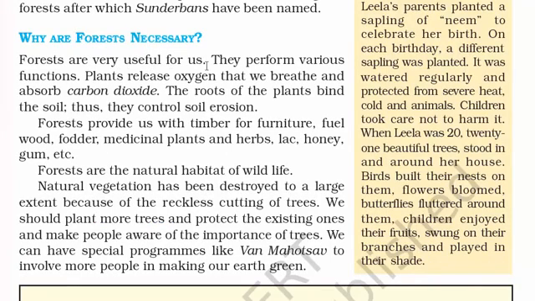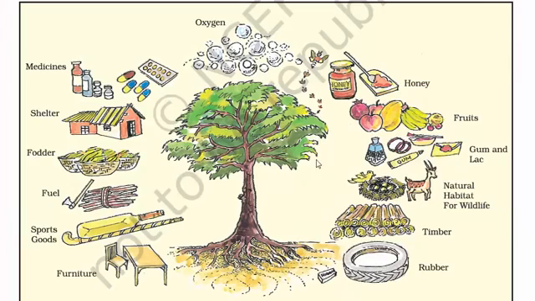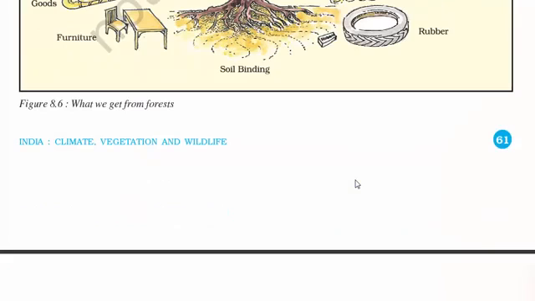Forests are very useful for us. They perform various functions. Plants release oxygen that we breathe and absorb carbon dioxide. The roots of the plant bind the soil, thus they control soil erosion. Forests provide us with timber for furniture, fuel, wood, fodder, medicinal plants and herbs, honey, gum, etc. Forests are the natural habitat of wildlife. Natural vegetation has been destroyed to a large extent because of the reckless cutting of trees. And have a look at this picture, you will see a wonderful cycle of what we get from forest and why are they useful. So let's quickly move on to the next page.